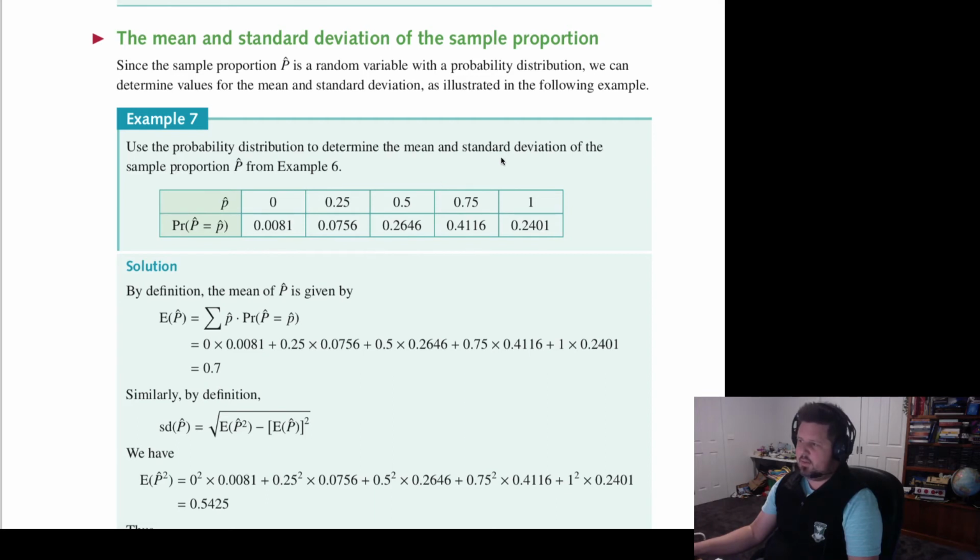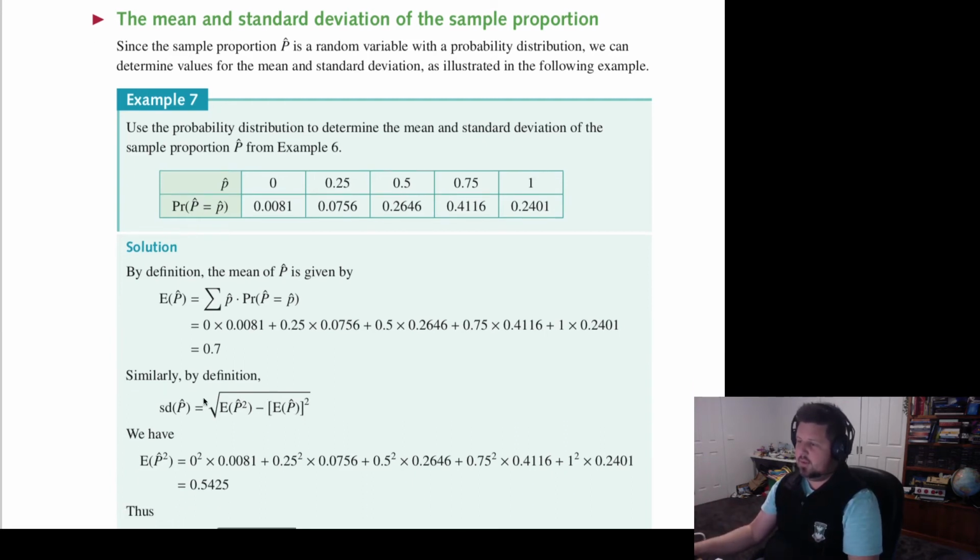Next, to work out the standard deviation of p hat, it is just the square root of the expected value of p hat squared, take away the expected value of p hat all squared. We just worked out the expected value of p hat, so we've already got this part here in the brackets. We just need to work out the expected value of p hat squared.